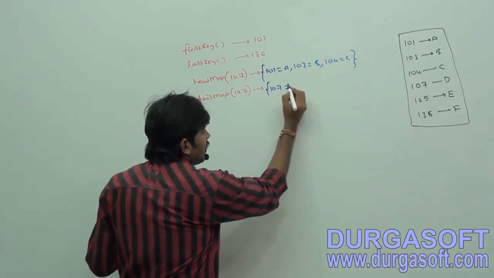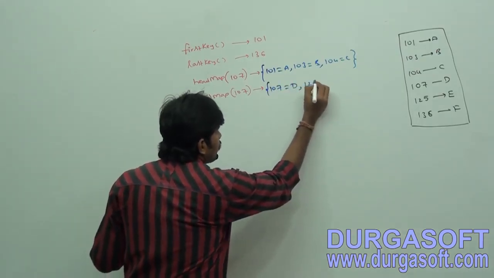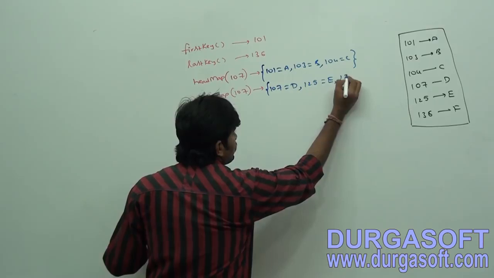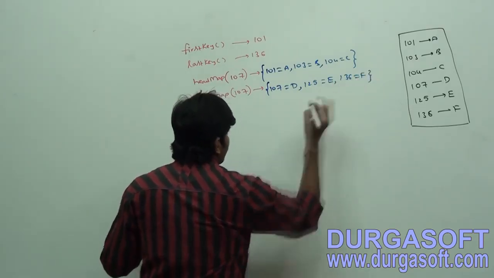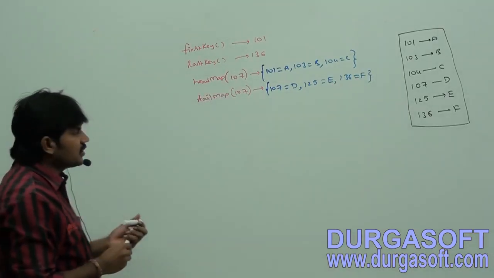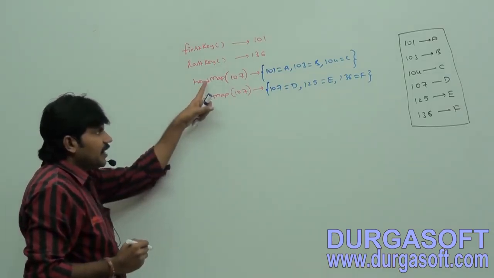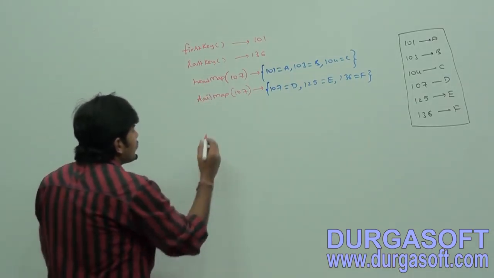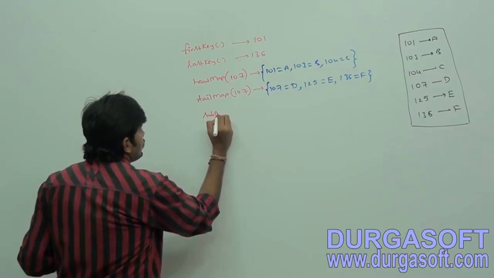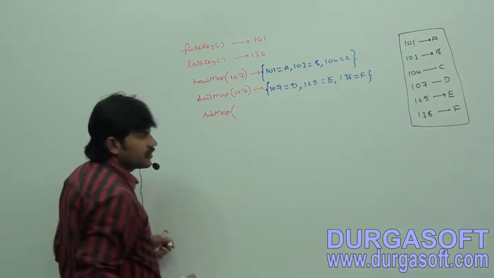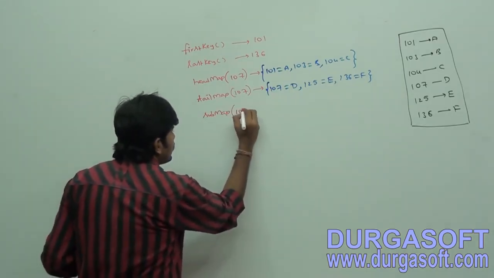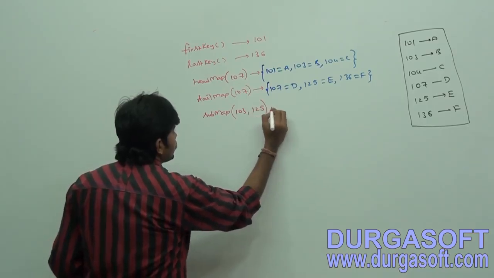107 is equal to D, 125 is equal to E, 136 is equal to F. Are you getting? 136 is equal to F. So head map, tail map. Next one, sub map. Sub map of 103 comma 125.